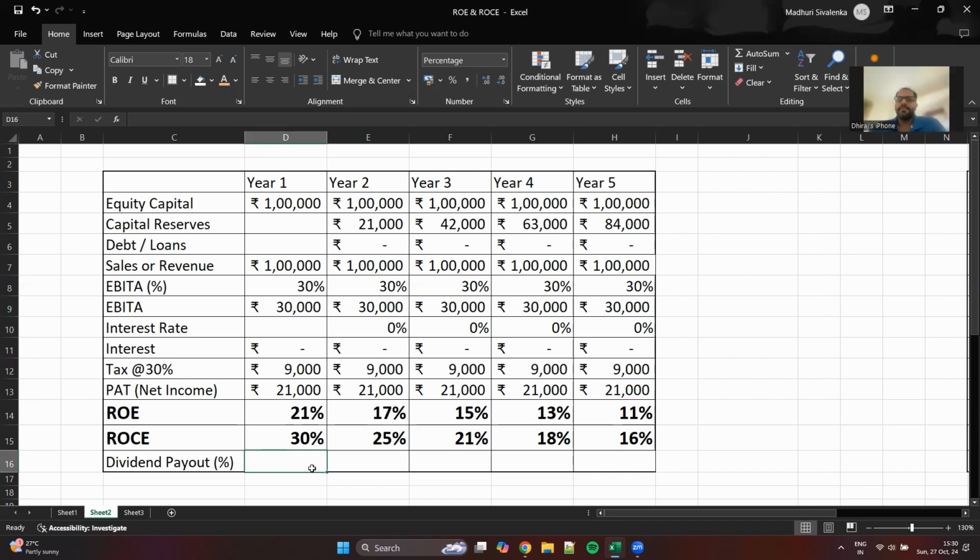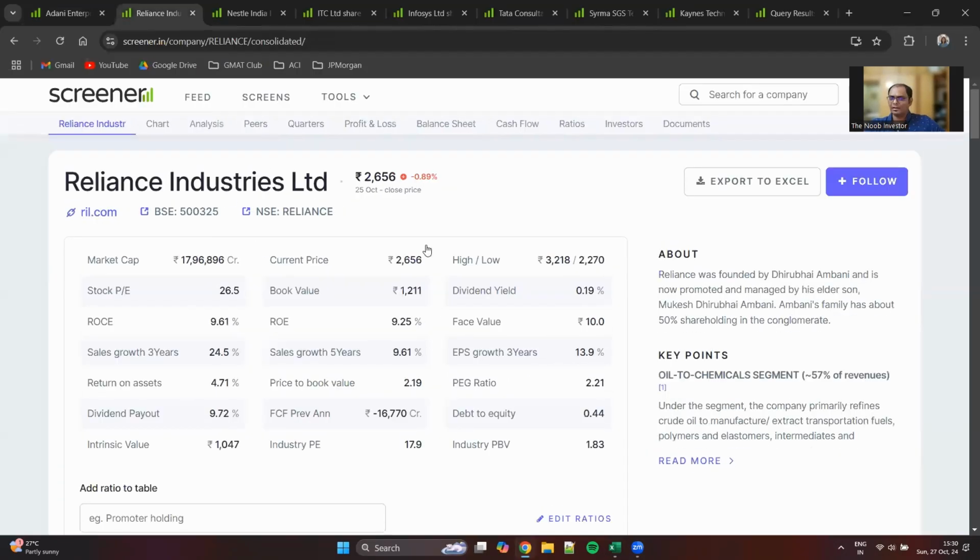Understood. So, okay, we'll come back to this. Let us see a real life example for this. I will take one of the biggest companies of the Indian market, Reliance Industries. They have a ROE and ROCE of how much? 9%, 10%. So what does this mean? This means that they are not able to make enough money, they are making less money than what they would have made if they had invested in the stock market.